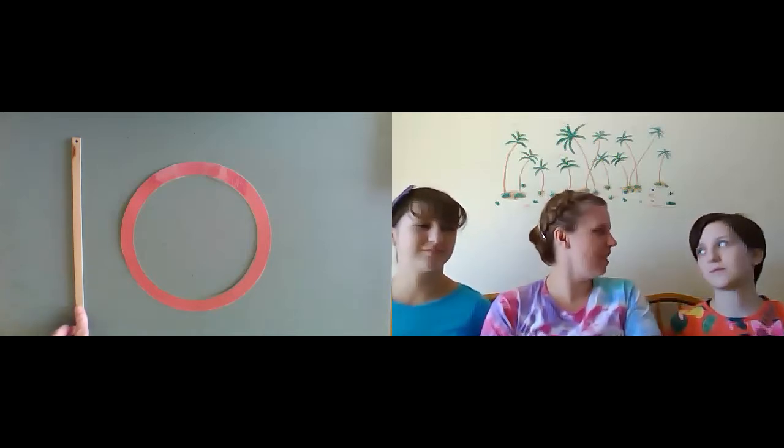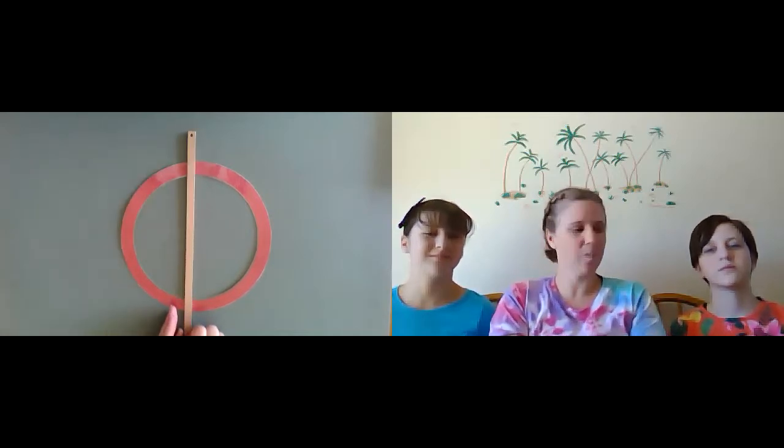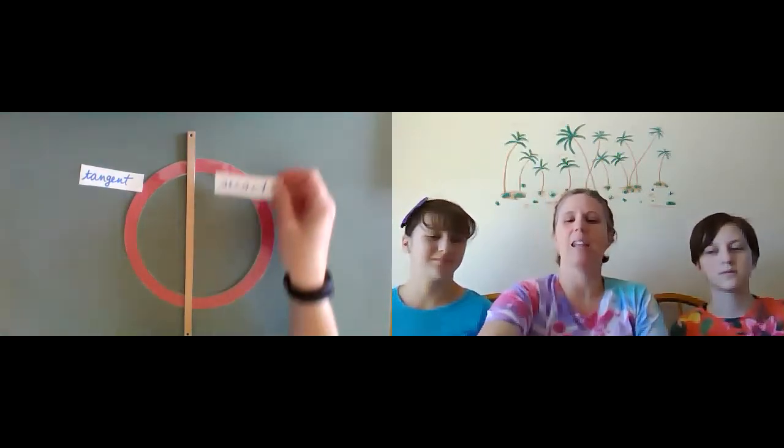Okay, and how about here? It is no longer touching any part of the circle. It's outside the circle. It's called external. Okay, external to the circle, tangent to the circle, meaning it's touching in one place. Secant to the circle, it's touching in two places. It's cutting. Tangent to touch, secant to cut. Tangent touches in one place, and secant is to cut, and it cuts in two places.